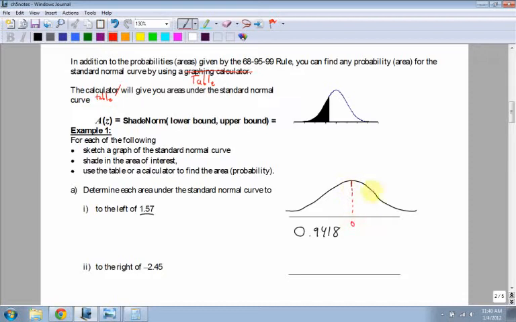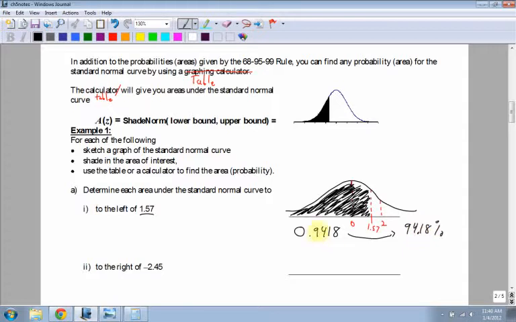So there's 0. That would be 2. So there is 1.57. And what it gives me is the area to the left. So it's going to give me all the area to the left of the entire curve, underneath the entire curve. And that area represents 0.9418, or we could write that as 94.18% of all my data.